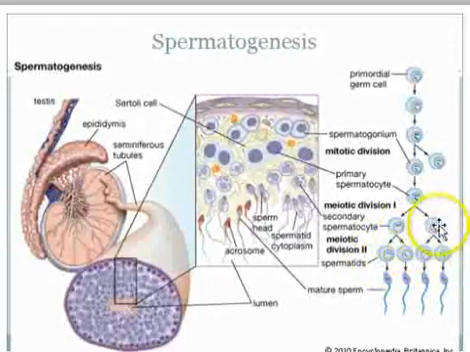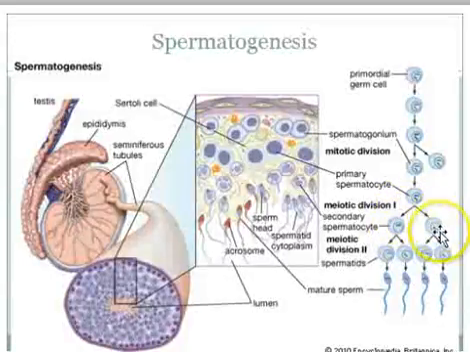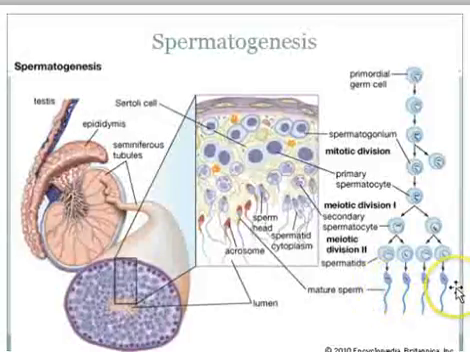And actually, these two would both be haploid too. So under that first meiotic division, they're haploid. And then that second meiotic division, then it's 4 haploid cells. And then we have our 4 sperm.